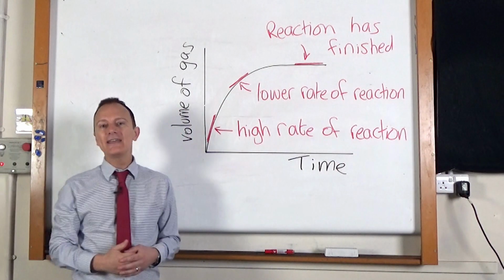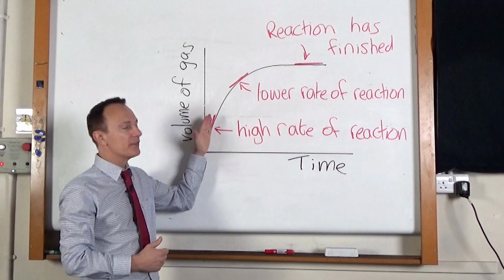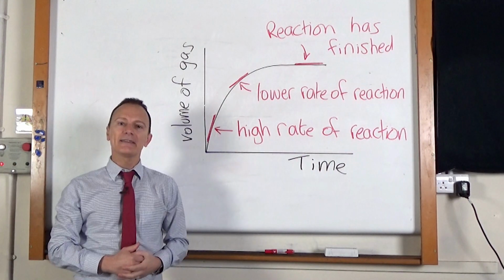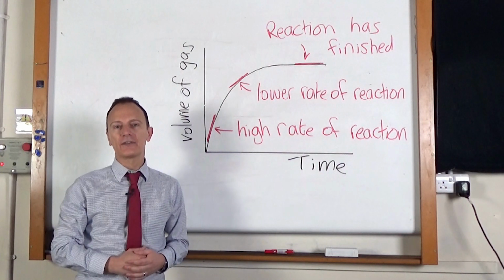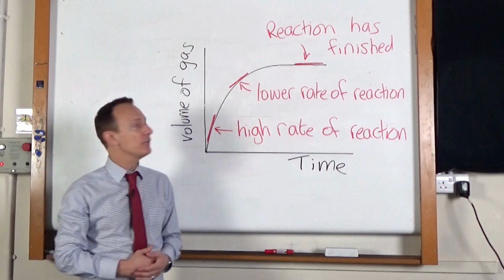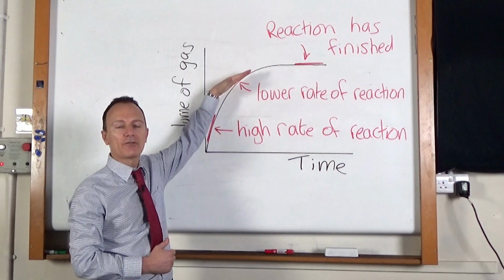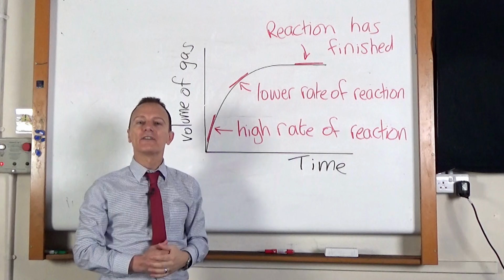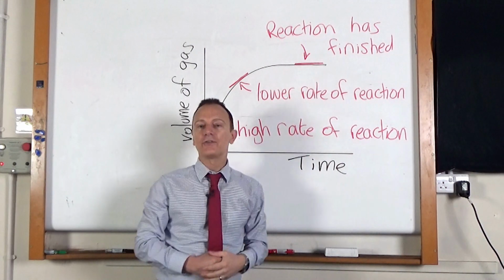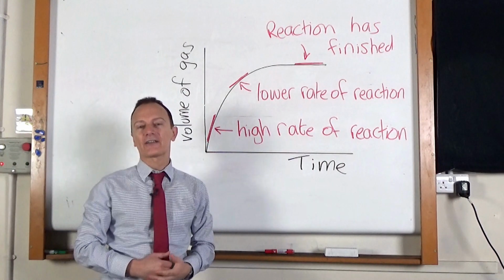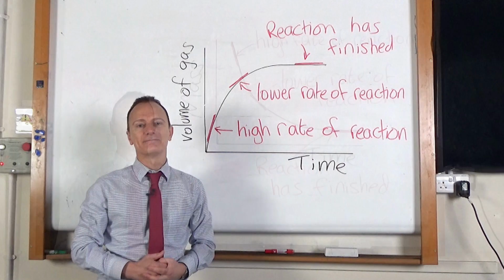And if we look at the gradient of that graph at various points, to start with, we'd find that the gradient is steep, and that tells us it's a high rate of reaction. The reaction is going fast at the start. Then partway through the reaction, the gradient wouldn't be as steep. That tells us the reaction is slowing down, or it's a lower rate of reaction. And then finally, where the graph levels off, that tells us that the reaction has finished. So we've run out of the limiting reactant.